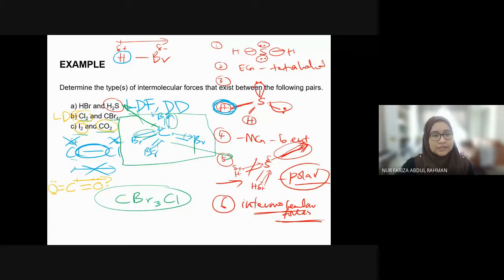So this is negative, this is slightly positive, slightly negative. Okay, so they are pointing towards opposite directions, then it can be cancelled out. So this is also what we call a symmetrical molecule. So this is non-polar. So C also will have London dispersion forces only.